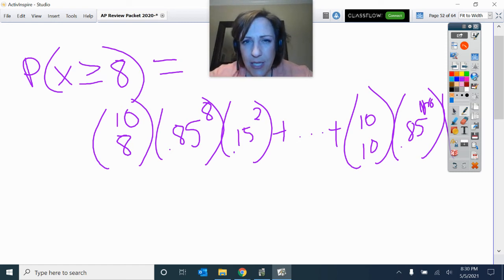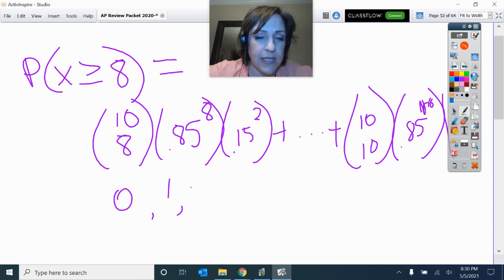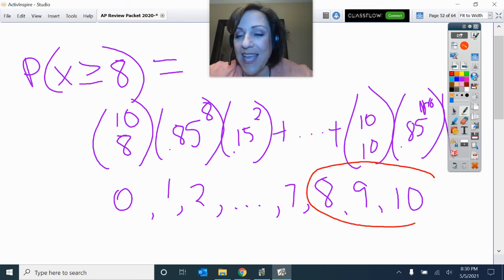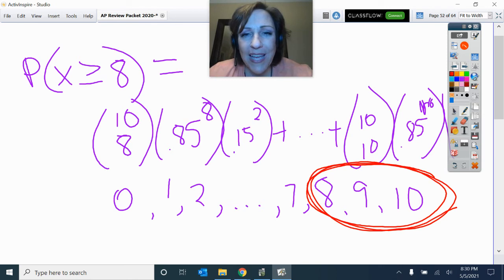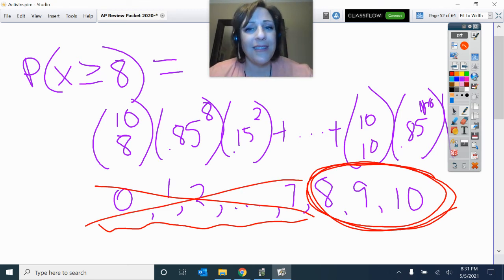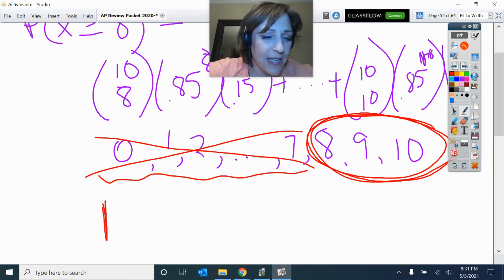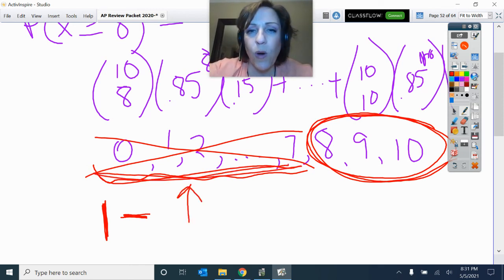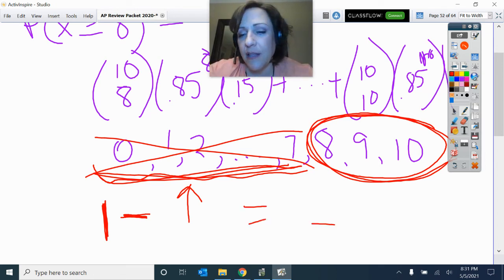But calculator-wise, here's the issue. If we think about 0 successes, 1 success, 2 successes, and so on, up to 7 successes, 8, 9, and 10. If you remember, the calculator does not accumulate from a midpoint up. So I'm always going to circle what I want, and I want 8, 9, or 10 successes. But that calculator is limited and won't give me 8, 9, or 10 successes. It'll only give me this bottom part, but that's the part I don't want. So what are we doing? We're going to take everything, 100%, and take away this part that the calculator will give us. So 1 minus that bottom part will give us the top part.